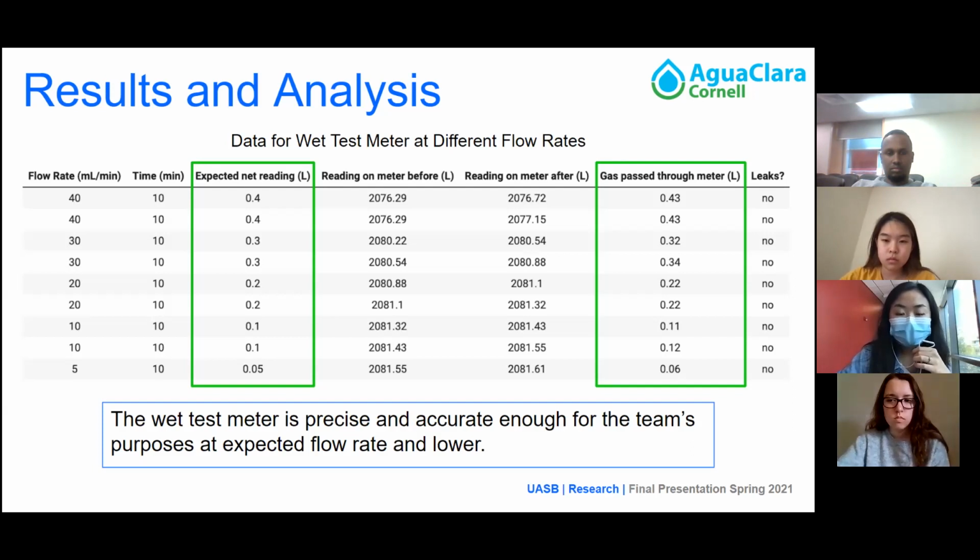The inaccuracies are likely due to error of the tubing or the peristaltic pump itself. Overall, because we do not need to know the exact volumes of biogas produced, the wet test meter should be precise and accurate enough at low flow rates for our purposes.